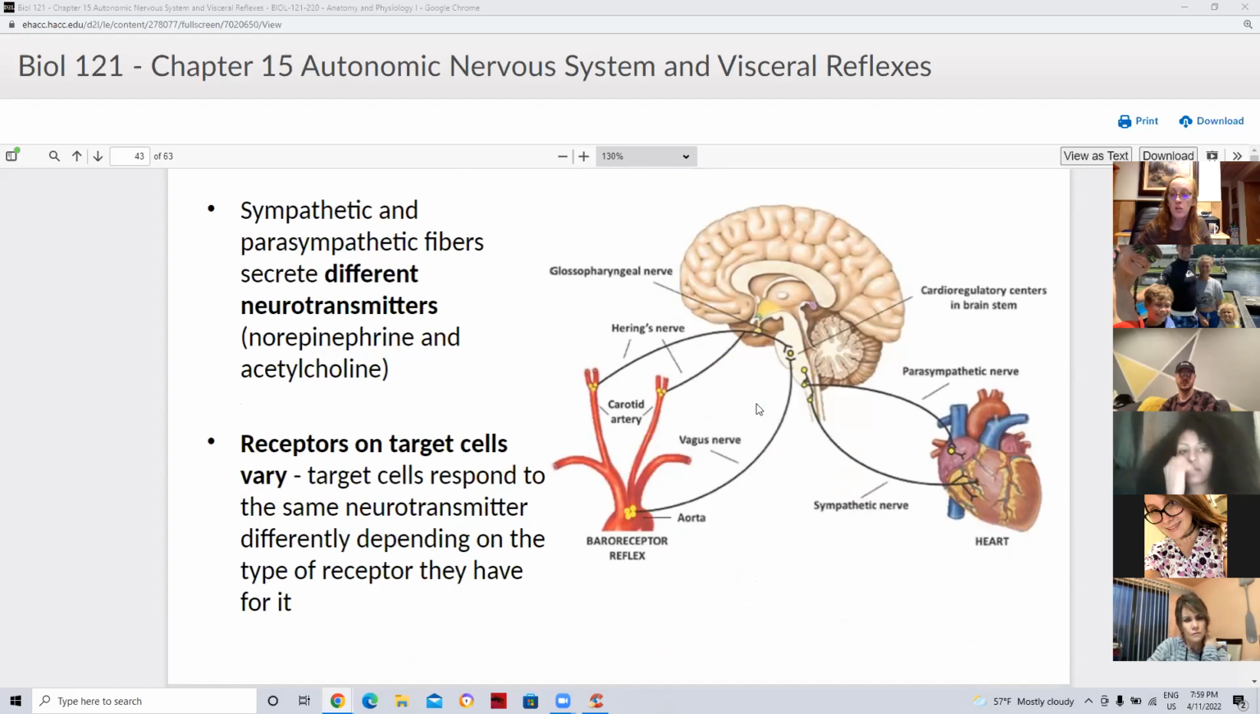When you talk about the endocrine system next semester, a hormone will not affect a cell unless the cell has a receptor for that hormone. Same thing here. And the receptor is what's going to dictate whatever response occurs. And so a given neurotransmitter may be inhibitory in one situation and excitatory in another, depending on the receptor that it binds to.